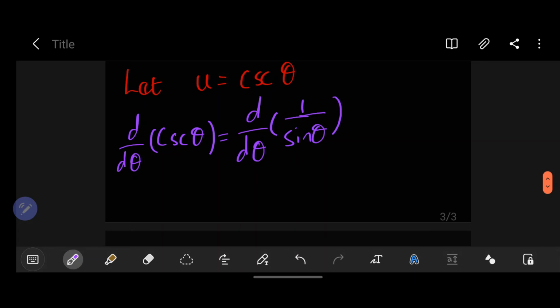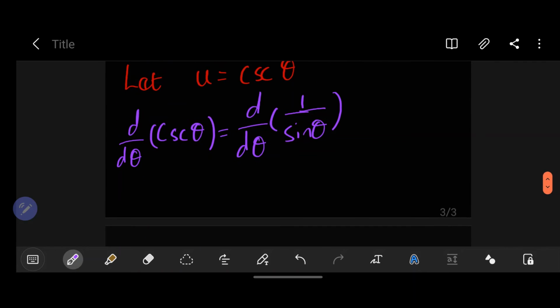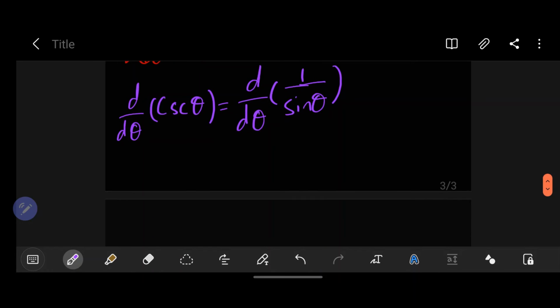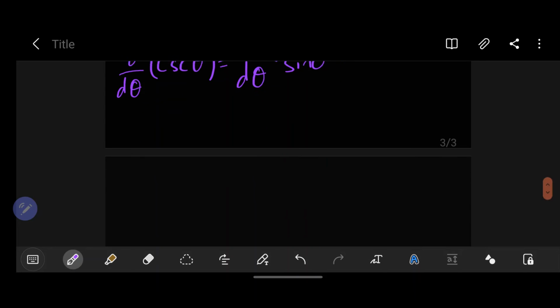So remember, when taking derivatives of fractions, what do we do? We take the derivative of the top part, multiply with the bottom part, and then minus the derivative of the bottom part times the top part, and then we divide by the square of the denominator. We call that the quotient rule. So that's what we're going to do here. We take the derivative of the numerator here, which is 0.